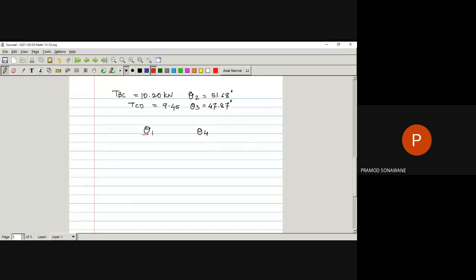θ1 आणि θ4 once you will calculate, first cross check which theta is more. If θ1 is more, then definitely your tension in segment AB will be more. Likewise, you need to decide. ठीक आहे, समजलं? Yes, ma'am.